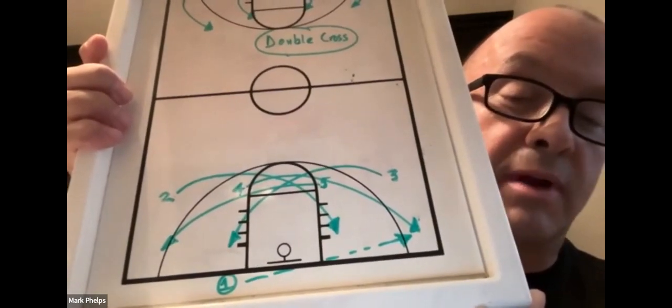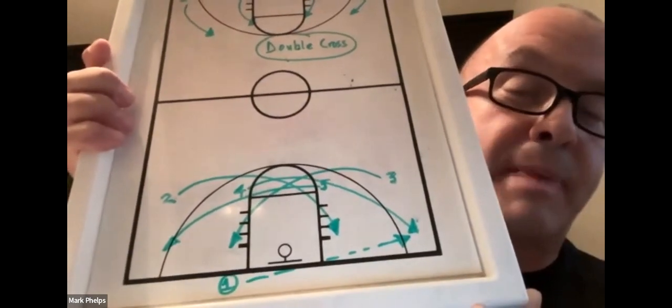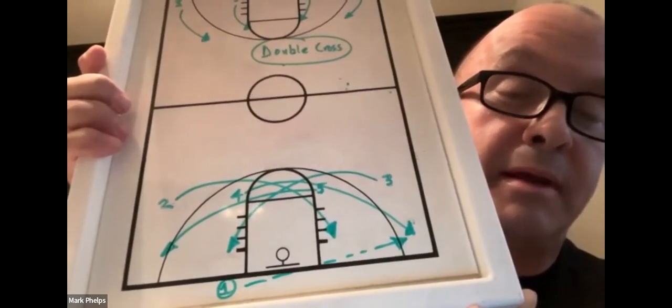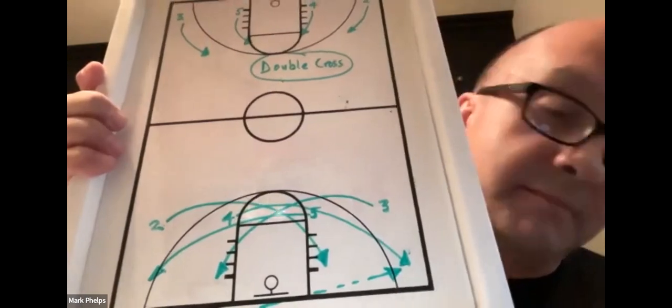The action is going to really confuse the zone because you have all these cutters at the same time. And what ends up happening is the cutter that they fear the least, the backside guy, you hit him in that backside corner for a 3. Double cross. Good stuff. Yeah, really good.